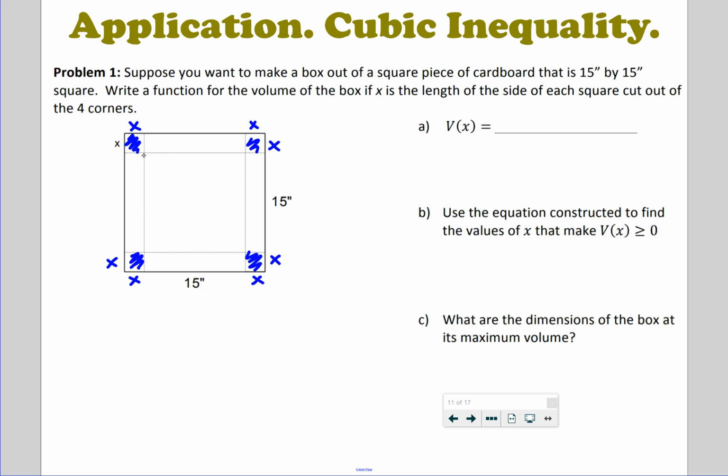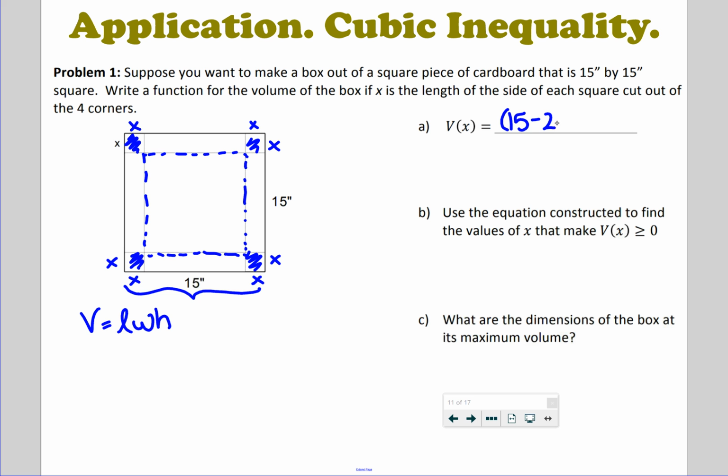And then remember, we've got these fold lines here. We would fold here, here, here, and here. It would create this box without a lid on it. To find the volume, remember we're doing length times width times height. So length across is originally 15 inches minus my 2x's. So I'm just going to put 15 minus 2x.